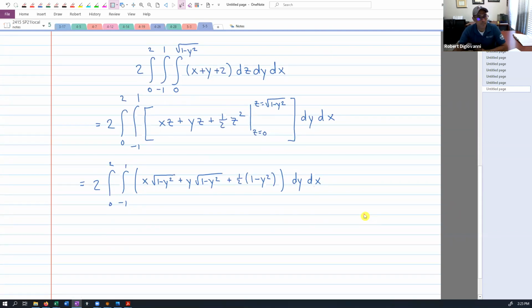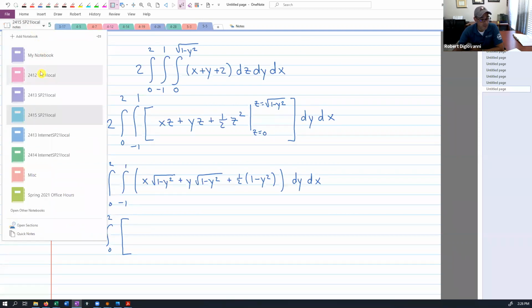Now with me? Equals 2 integral 0 to 2 integral -1 to 1. Okay, antiderivative of this with respect to, oh, not yet, with respect to y. Okay, x is a constant. What's the antiderivative of the square root of 1 minus y squared?